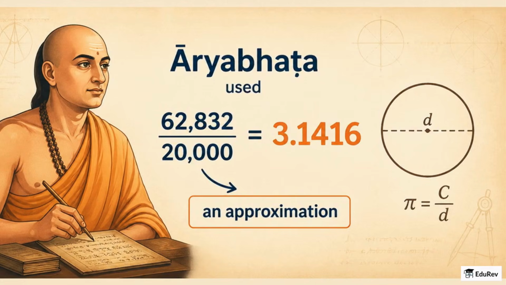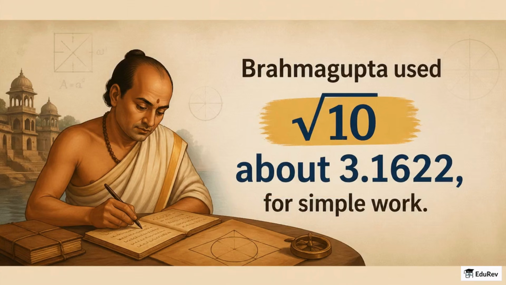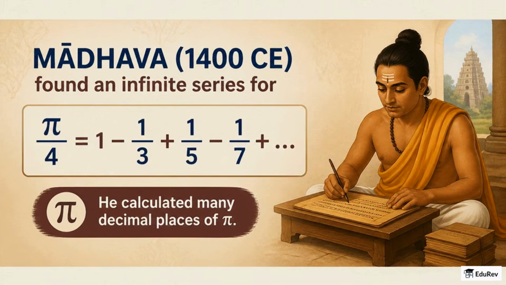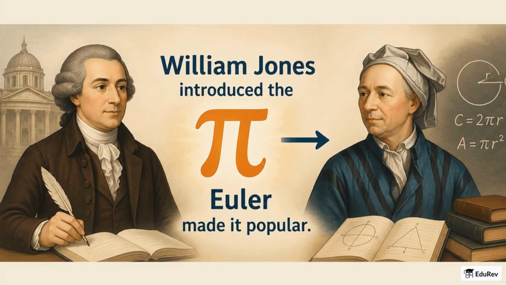Aryabhatta used 62,832 by 20,000, which equals 3.1416, and called it an approximation. Brahmagupta sometimes used square root 10, about 3.1622 for simple work. Madhava around 1400 CE wrote an infinite series for pi over 4 equal to 1 minus 1 by 3 plus 1 by 5 minus 1 by 7 and so on, and found many decimals. Then William Jones introduced the symbol pi, and Euler made it popular.